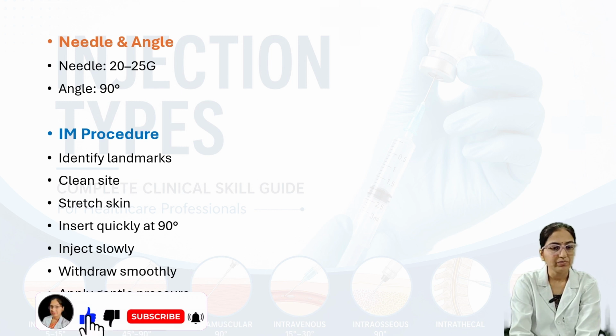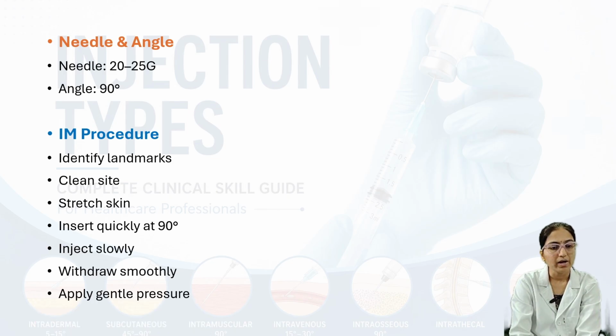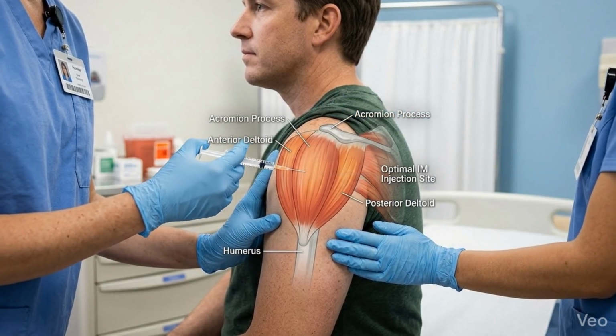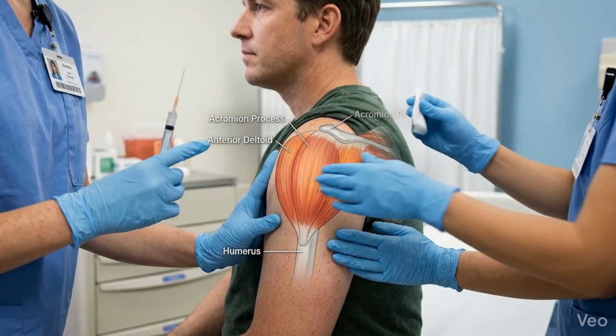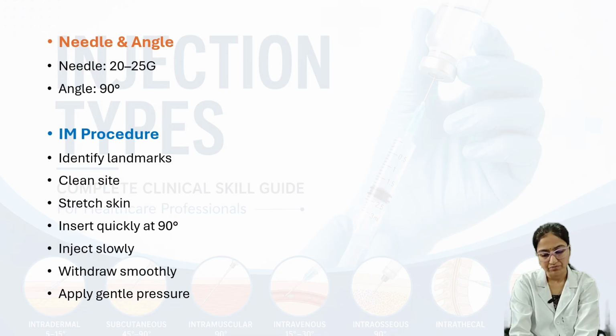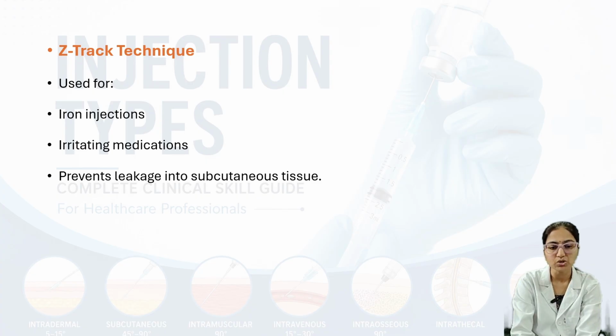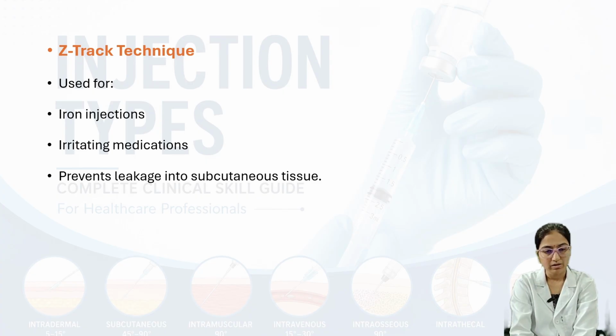Next, needle and angle: needle 20 to 25 gauge, and angle 90 degrees. Now the simple procedure. Identify landmarks, clean the site, stretch the skin, insert quickly at a 90 degree angle, inject slowly, withdraw smoothly, and apply gentle pressure. Next, the Z-track technique. It is a specialized technique for IM injection, used for iron injections and irritating medications, and it prevents leakage into subcutaneous tissue, that is, the fat tissue.